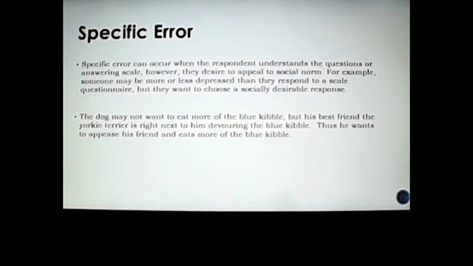So the dog may not want to eat more of the blue kibble, but his best friend, the Yorkie, is right next to him, devouring the blue kibble, so he likes it very much. Thus he wants to appease his friend and eats more of the blue kibble.